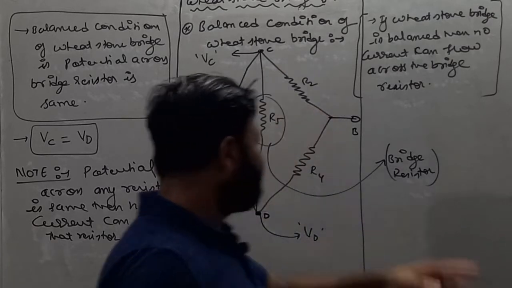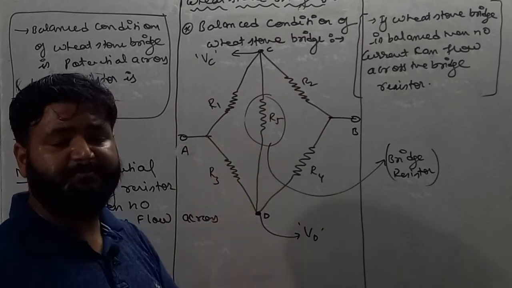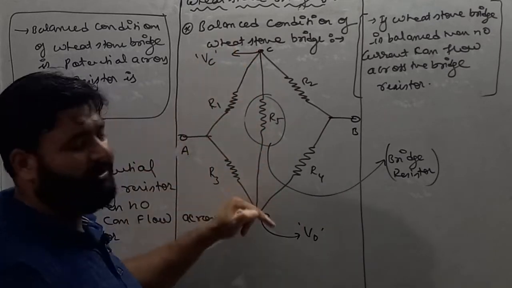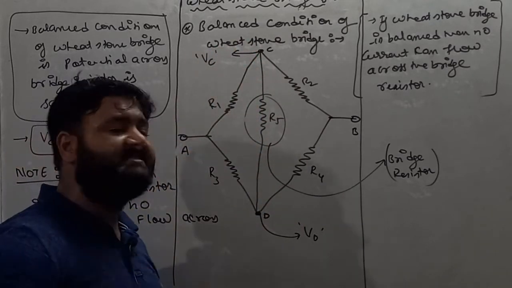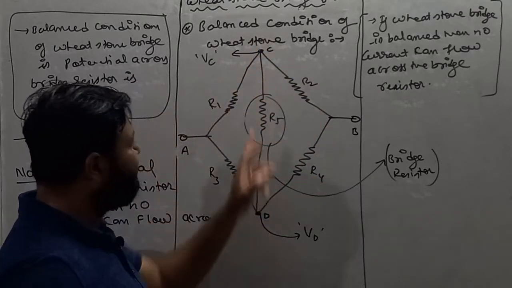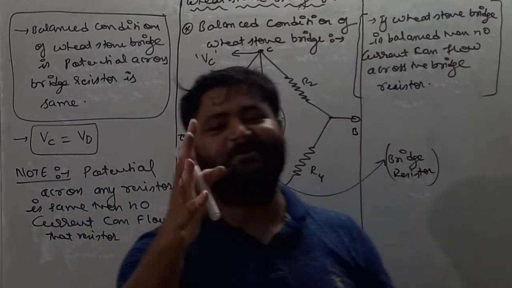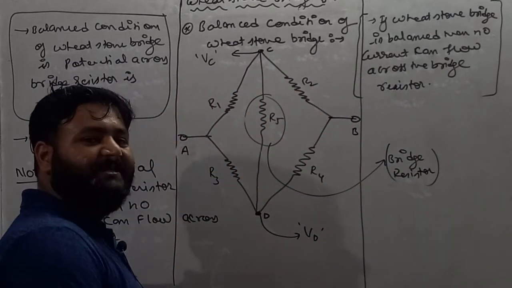But here, as we know, the Wheatstone bridge is balanced, so if the Wheatstone bridge is balanced, then no current can flow across the bridge resistor, as under the balance condition of the Wheatstone bridge, the potential difference across the bridge resistor is zero. So this is all about the balance condition of the Wheatstone bridge.